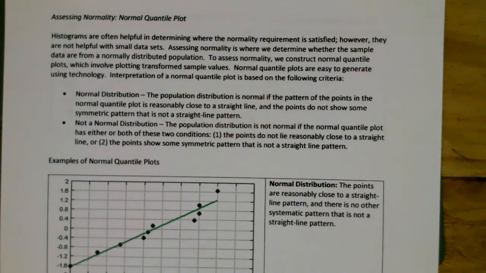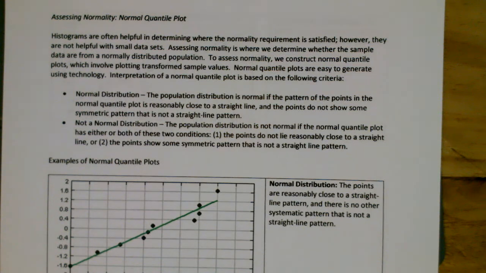Assessing normality is where we determine whether the sample data are from a normally distributed population. To assess normality, we construct normal quantile plots, which involve plotting transformed sample values. Normal quantile plots are easy to generate using technology. And we'll be using StatDisk in our StatDisk assignments. So make sure you've downloaded StatDisk if you're in my class.